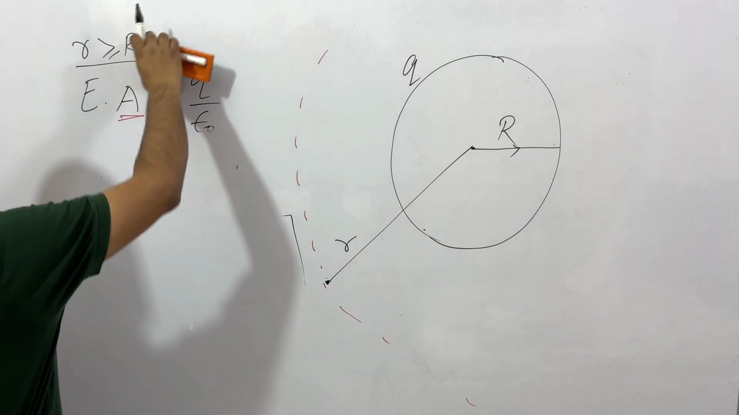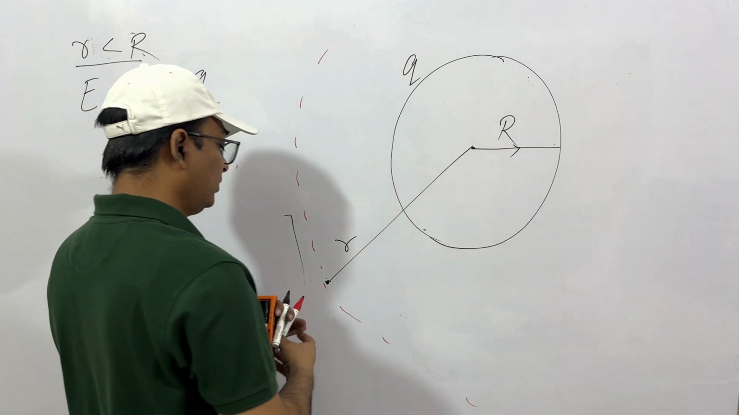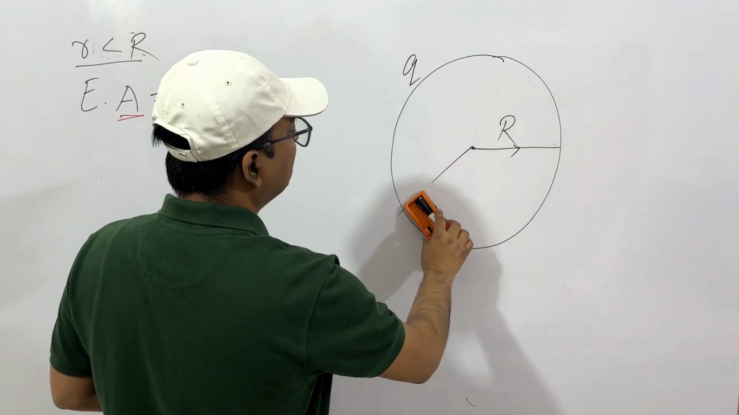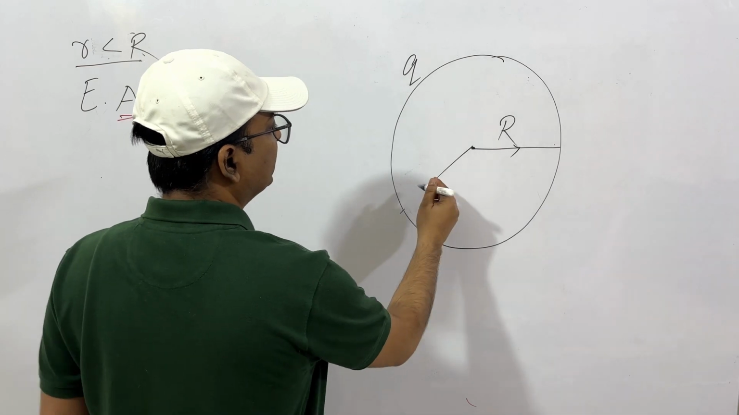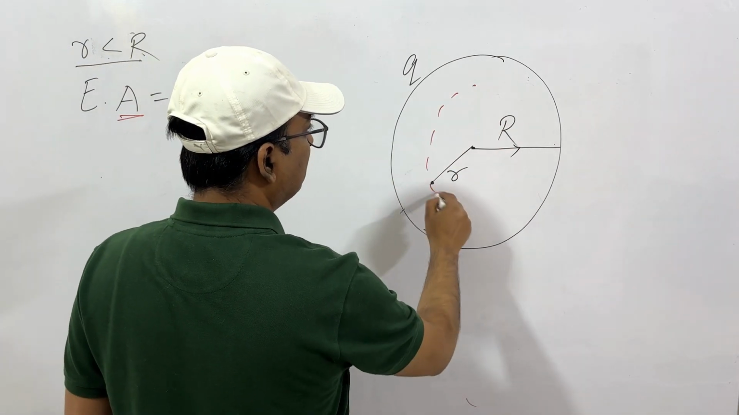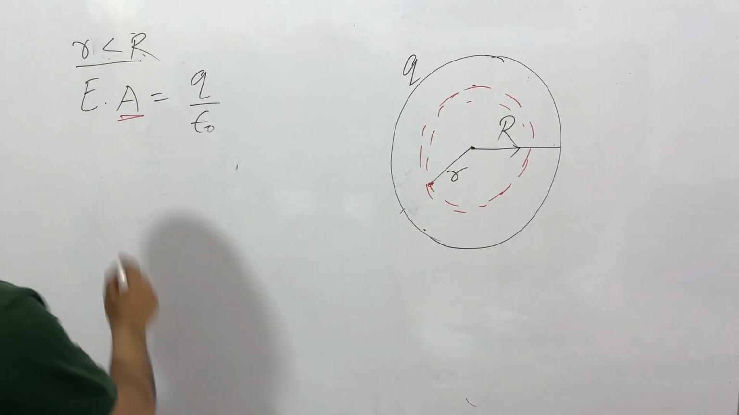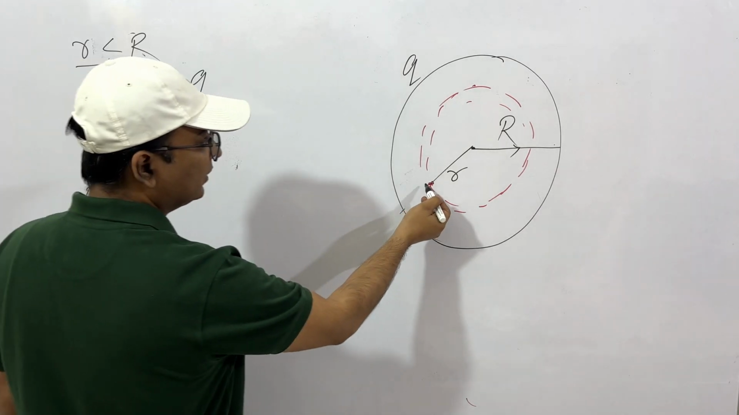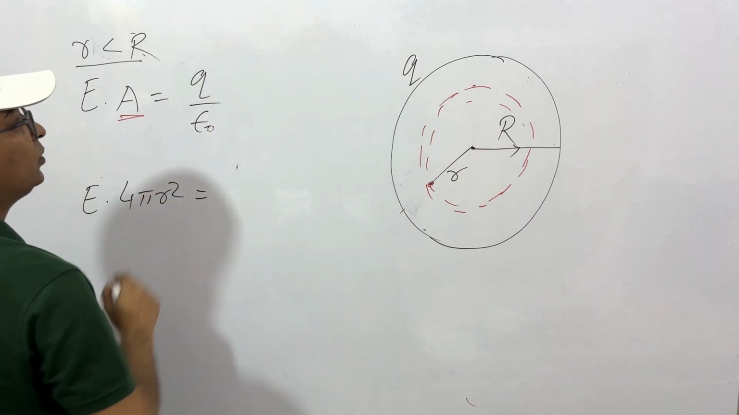Now second case, when r is less than R, that is we are talking of some point inside this sphere, not a sphere, spherical shell. Let's say our point is this. So our Gaussian surface will be this sphere. So this will be E dot 4 pi r square. The area of the Gaussian surface is this. This will be equal to q by epsilon 0.